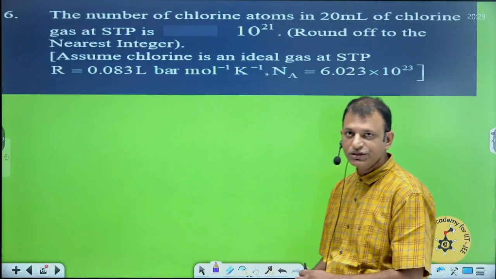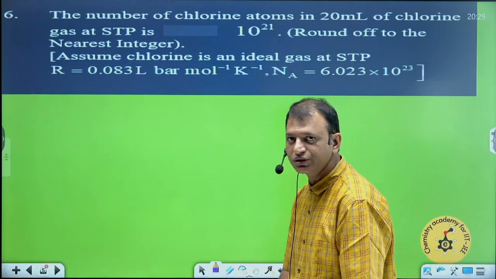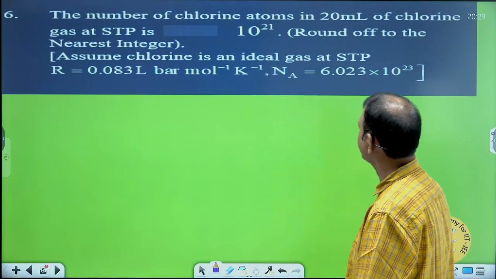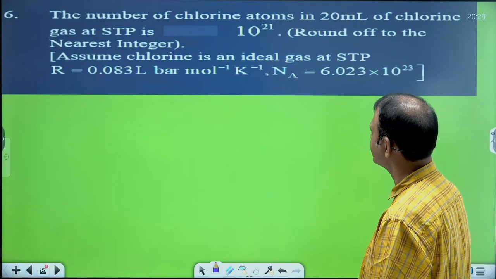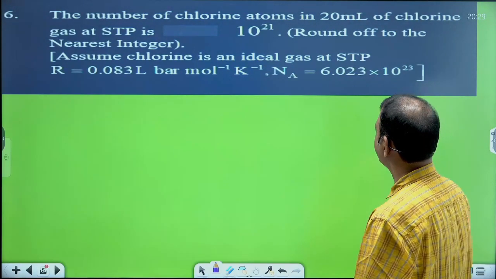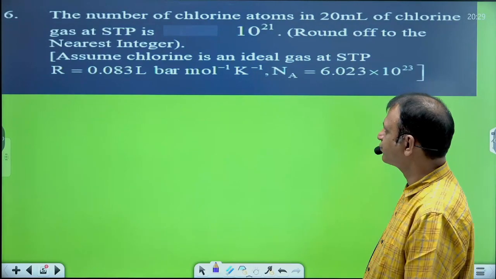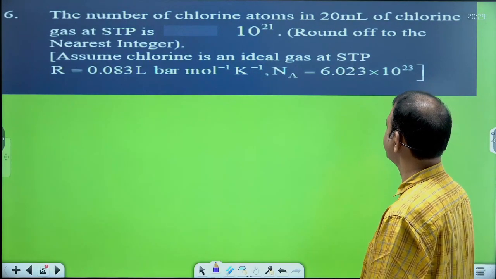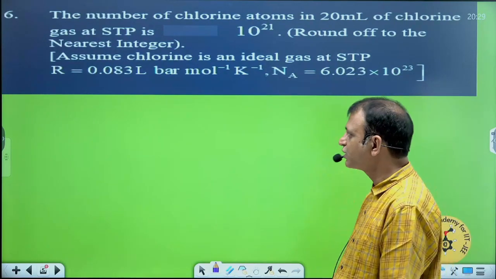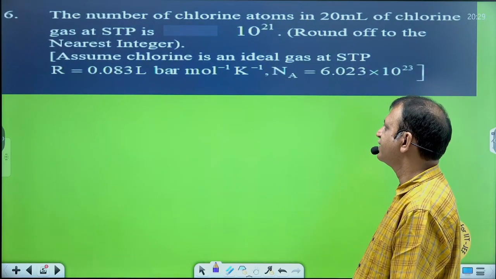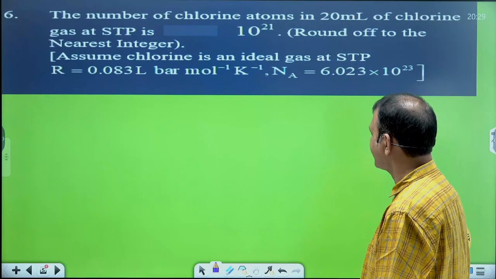The next question is question number 6. Let me read the question first. The number of chlorine atoms in 20 ml of chlorine gas at STP is dash into 10 to the power 21. Round off to the nearest integer. Assume chlorine is an ideal gas at STP. The value of R they have given, that is 0.083 liter bar per mole per Kelvin.